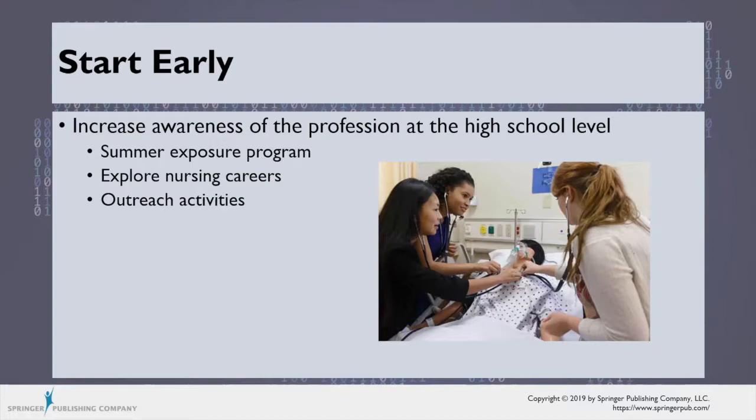We partner with the other schools. For example, we partner with the medical school to participate in their summer pipeline program, to introduce underrepresented high school students to all of the health professions careers. So these are some of the things that can be done, starting early and to increase the pipeline early into the nursing profession. Next slide.